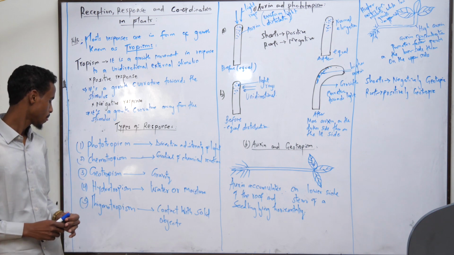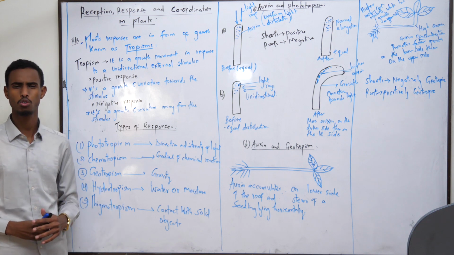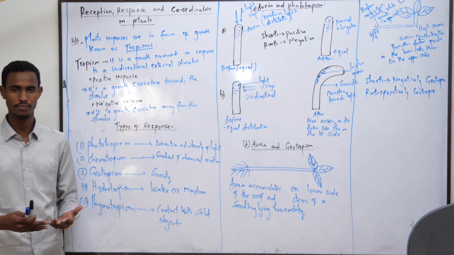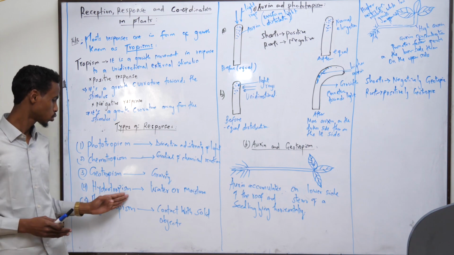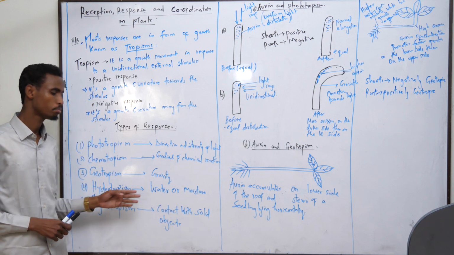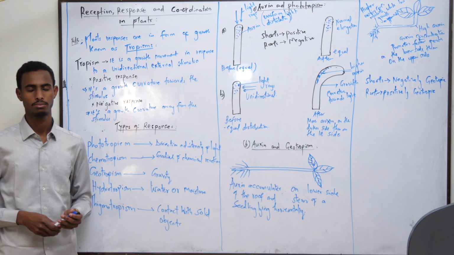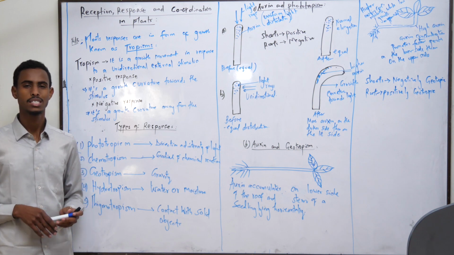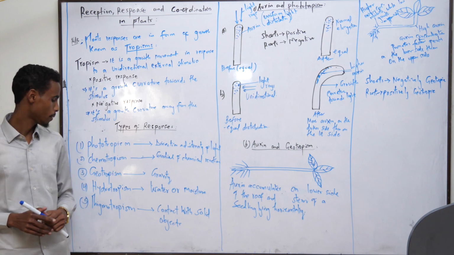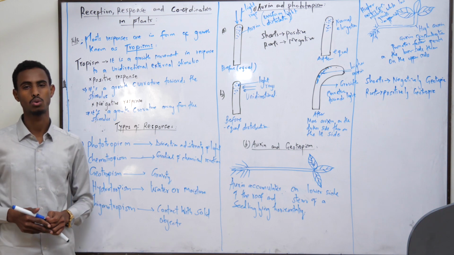Very simple. Let's come to hydrotropism. It's also a growth movement or rather a growth curvature in response to water or moisture. It is being shown by the roots growing downwards seeking water, and therefore we say that roots are positively hydrotropic.